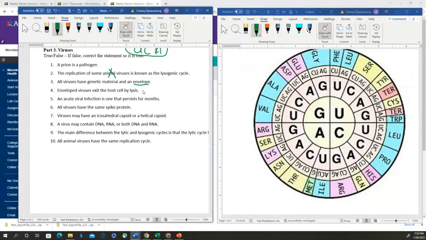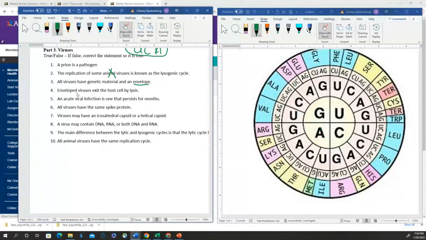Good. All viruses have to have some sort of nucleic acid, and they all have to have a capsid. Because remember, the capsid is what's protecting that nucleic acid, just like all living things protect their nucleic acid. You don't want it just floating around by itself. So for this statement to be true, it would have had to say all viruses have at least genetic material and a capsid. So an envelope is one way that some viruses differ from one another. There's lots of ways they differ.